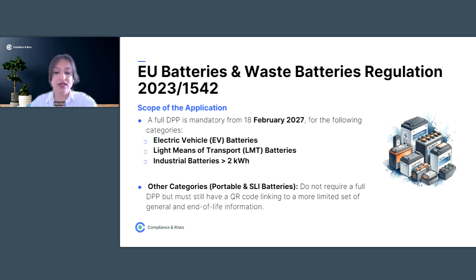This is a broad category that includes not only large battery energy storage systems used for grid stabilization, but also batteries used to power industrial equipment like electric forklifts or autonomous mobile robots in warehouses. It's important to understand that while other categories like the portable AA batteries in your remote or the starting, lighting, and ignition battery that starts your internal combustion engine car are exempt from the full dynamic DPP, they are not exempt from transparency. They still require a QR code, but it links to a more static and limited set of information focused on safe disposal and recycling. This comprehensive scope ensures that all market participants have clear obligations.